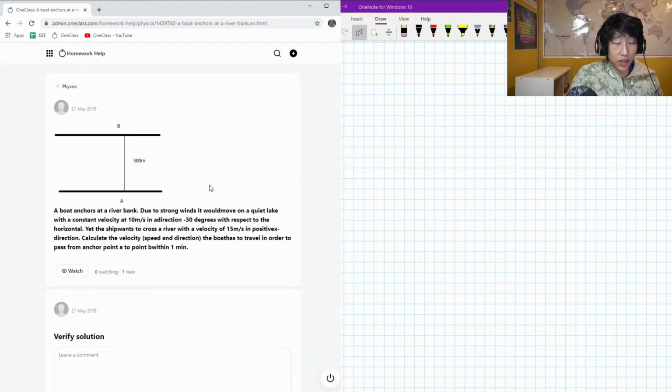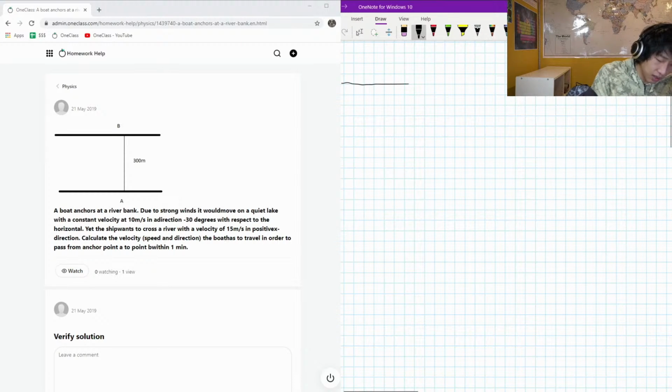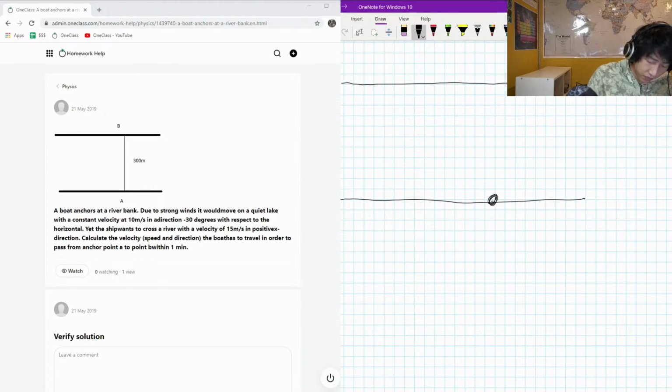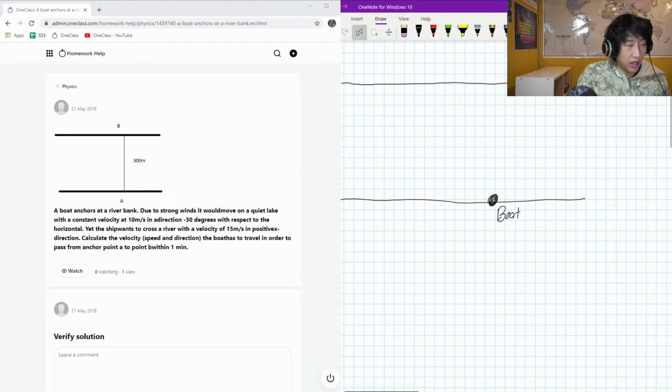Okay, so here we have the next question on the menu today, and it is presenting the situation where we have a boat anchored at a river bank. This is what I interpret that as meaning, because this question is not super visual, but we can make it work. So here we have a boat right here. Let's just call that boat. And it's anchored at the riverbank. Due to strong winds, it would move on a quiet lake with a constant velocity of 10 meters per second in a direction negative 30 degrees with respect to the horizontal.